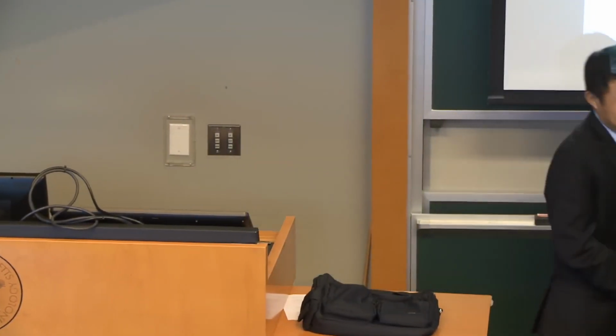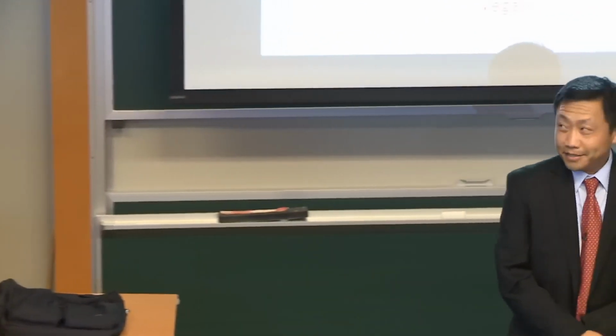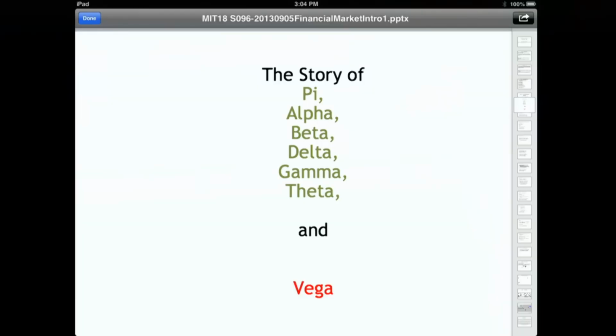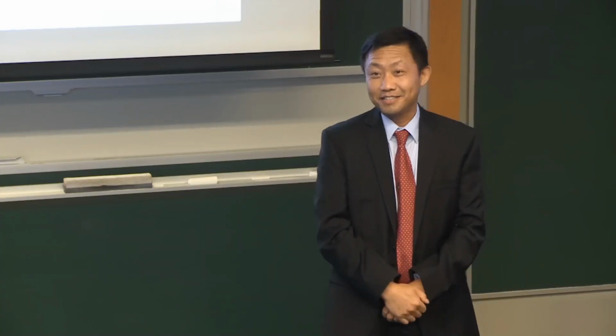So that's the story. I'm obviously not going to tell you the story of pi or Life of Pi, right? That's not a financial story. Or the rest of the story, alpha, beta, delta, gamma, theta, which you will learn from Peter and Choongbum and Vasily's classes. So I'm going to talk about Vega. By the way, before I tell you the story, what's unique about Vega on this list? It's not a Greek letter.